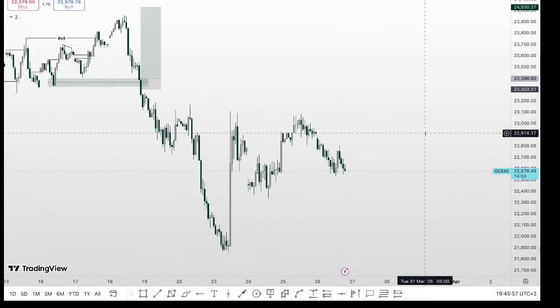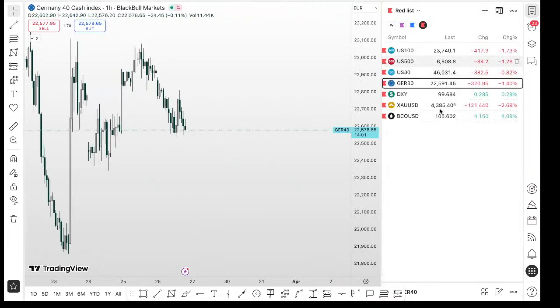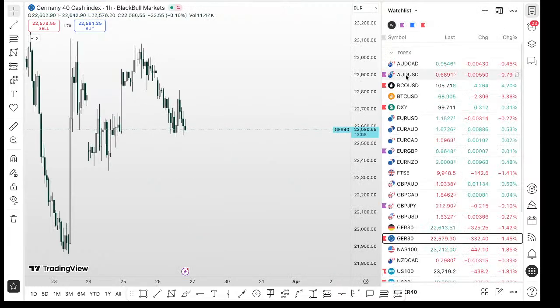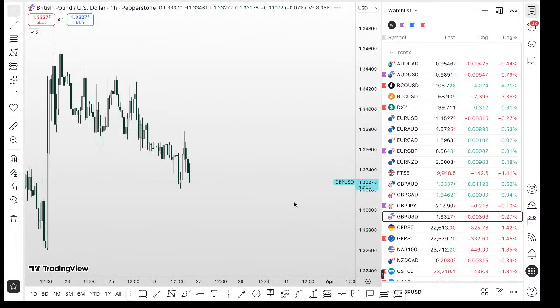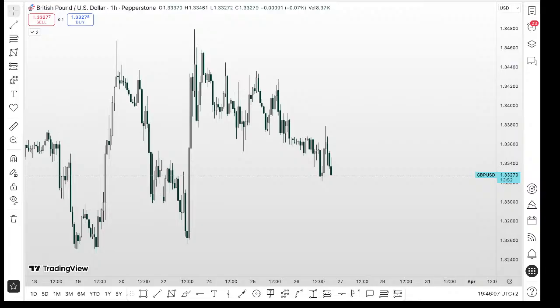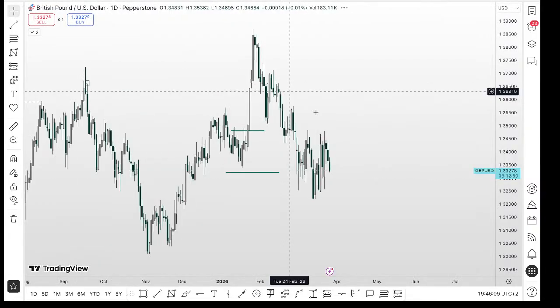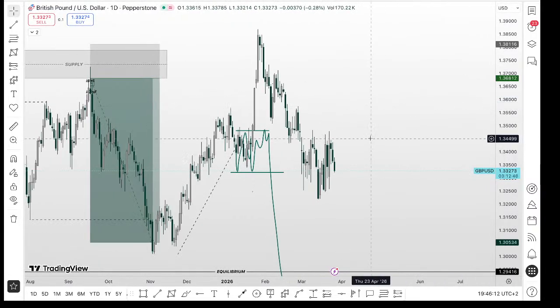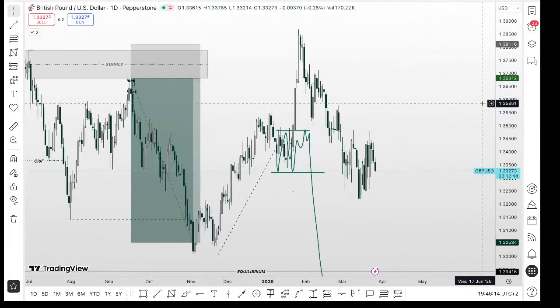I think I have something on currencies. I think it's the GU. I have something on the GBP USD. I think I'm going to only trade currencies using my funded account.